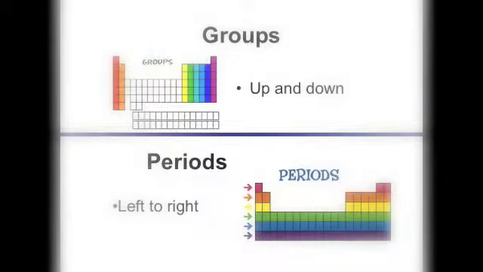So groups are the columns. It goes up and down, and periods go across from left to right. And when we describe the trends of the periodic table of the elements, it's definitely helpful to keep in mind what groups are going to do, what periods are going to do. That's how we're going to describe it. That's something to definitely keep straight in your head. Groups are columns, periods go across. And as we look at the elements, in general, you can say that groups are going to be more similar than periods. And we'll find out why as we talk about electron configuration.